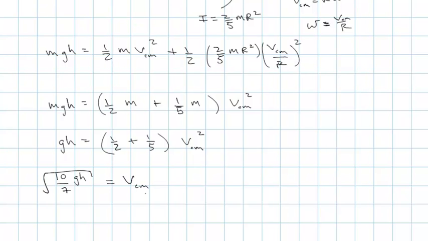What do we get? The square root of 10/7 times g h for the velocity of the center of mass. Turns out it's independent of the mass of the object, which I guess makes sense. If you drop different objects, they all fall at the same rate. So rolling down the hill, the fact that the mass canceled out maybe is not so surprising.